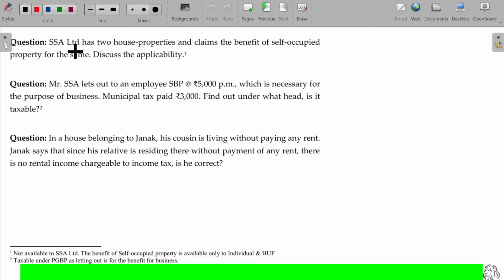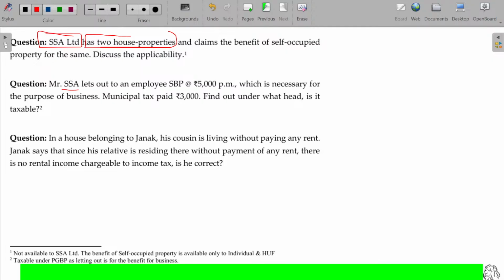Next. SSA Limited has 2 house properties and claims the benefit of self-occupied property for them. Discuss the applicability. With 2 house properties, self-occupied benefit can be enjoyed only by an individual and HUF. Individuals need a house to live in. I cannot say that at 5 o'clock in the evening the company will go and sleep in the house. So they cannot enjoy it. Only an individual and HUF can enjoy self-occupancy. For other entities, this will not be applicable.